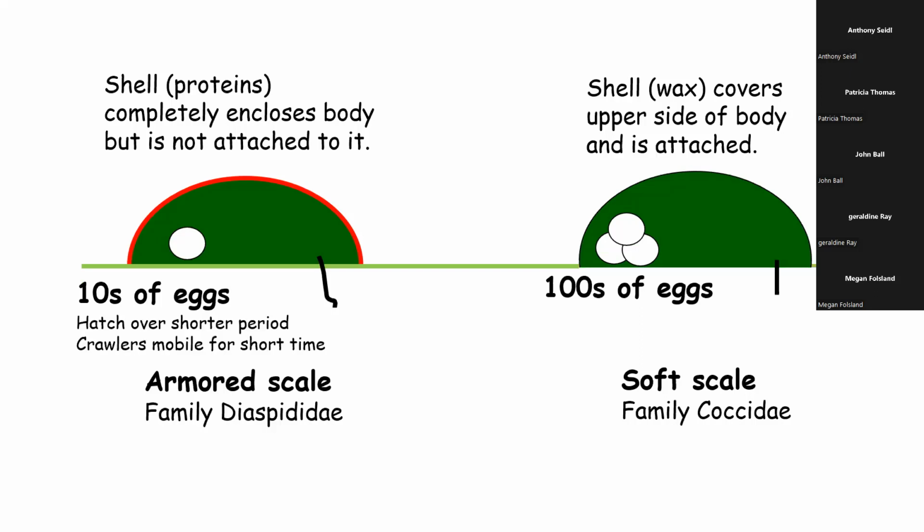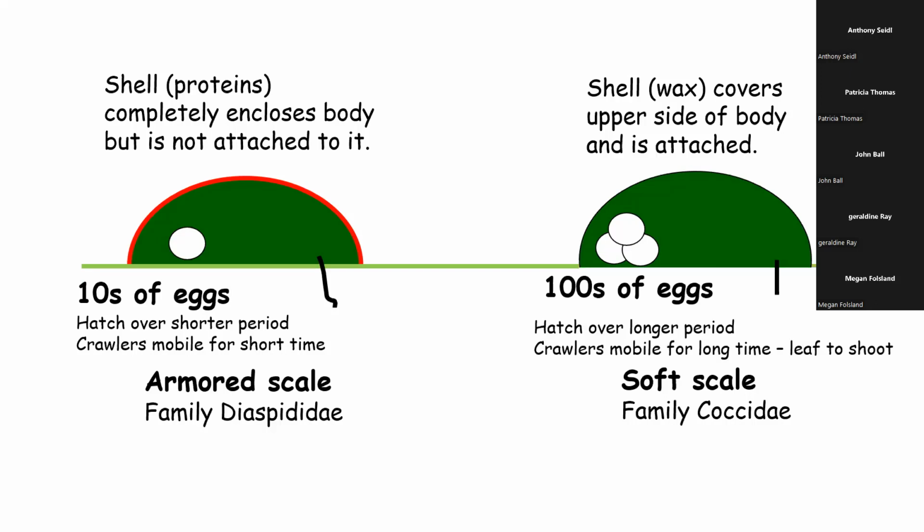And a couple of other differences there. The eggs hatch over a fairly short time period for the armored scales, might be only a week or two, and the crawlers might be only mobile for another week or so. Meaning that if you're going to spray something on the foliage or on the twig to kill these, you've got a pretty narrow window in which to apply that product.